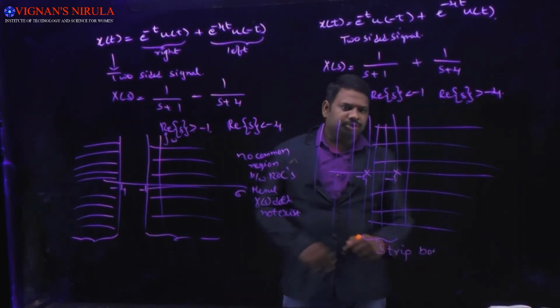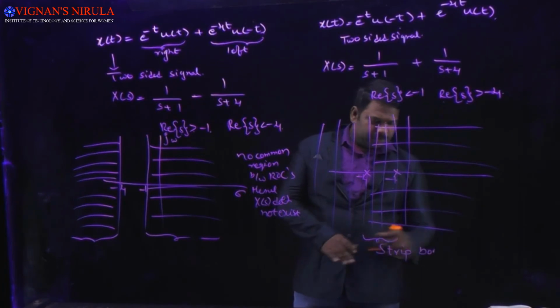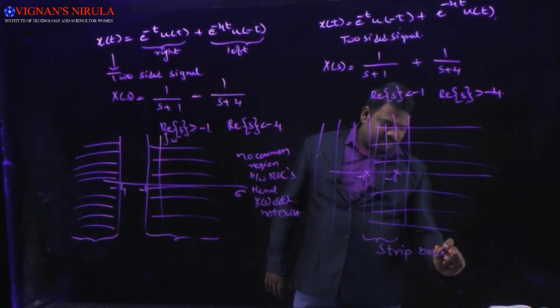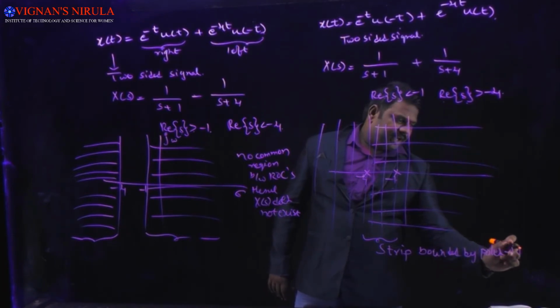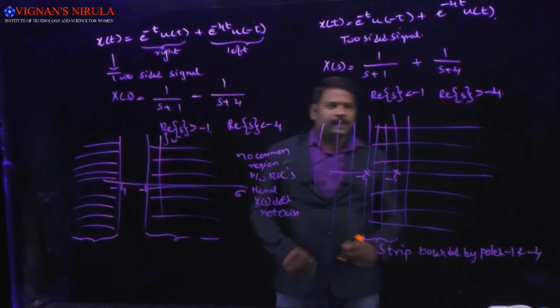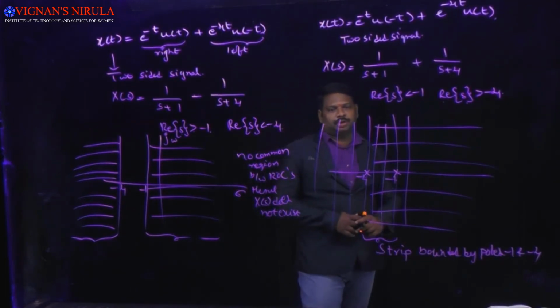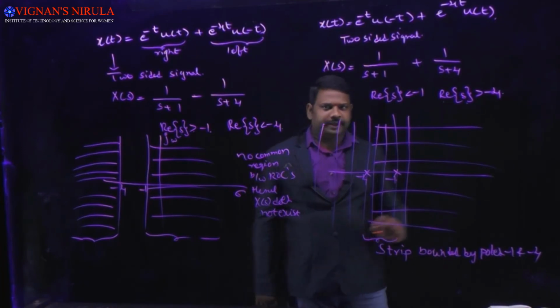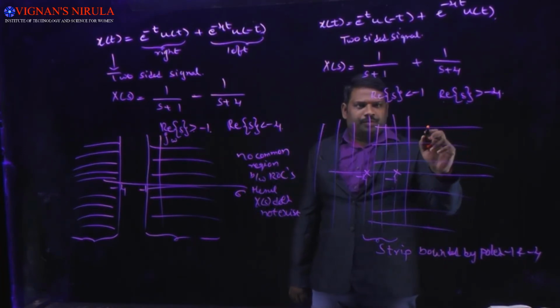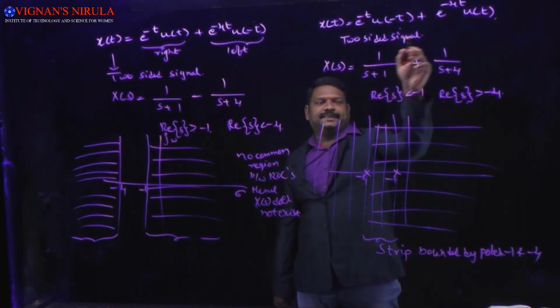Bounded by the poles. What are the poles bounded by? The poles at minus 1 and minus 4, bounded by the poles, minus 1, minus 4 like that. Okay, that is for a two-sided signal.